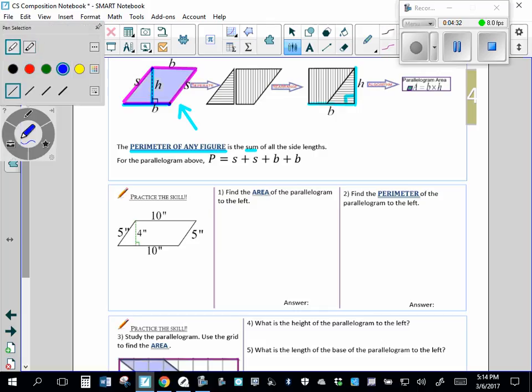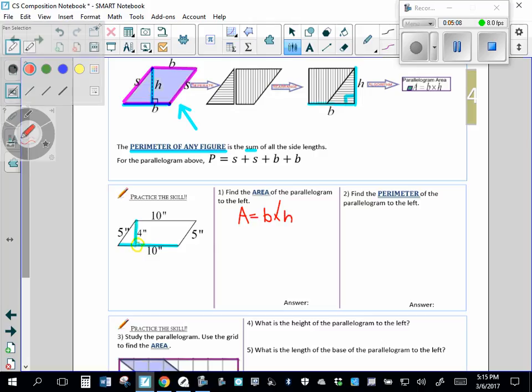So let's just practice using the algorithm. Reading the directions here: practice the skill, find the area of the parallelogram to the left. Anytime we're trying to find the area, we're going to look for the square angle. I suggest that using a highlighter is a really good way to draw attention to where the height and the base are. So this is the base, and that's the height. Those are the only two numbers that we use to find area, because area is going to be base times height.